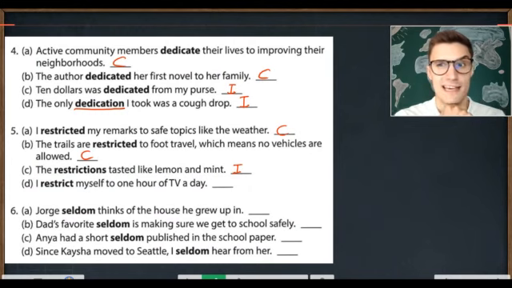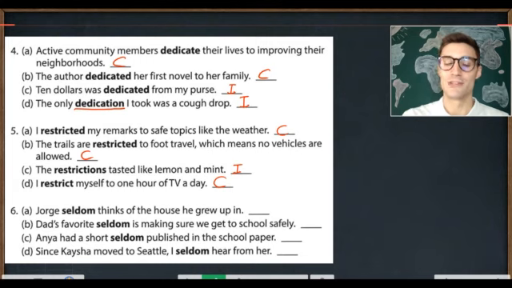Don't think you can taste restrictions, can you? Can't. D. I restrict myself to 1 hour TV a day. That is correct, but also not incorrect. Maybe I watch more TV, I don't know. But it is used correctly. I restrict myself to 1 hour TV a day.